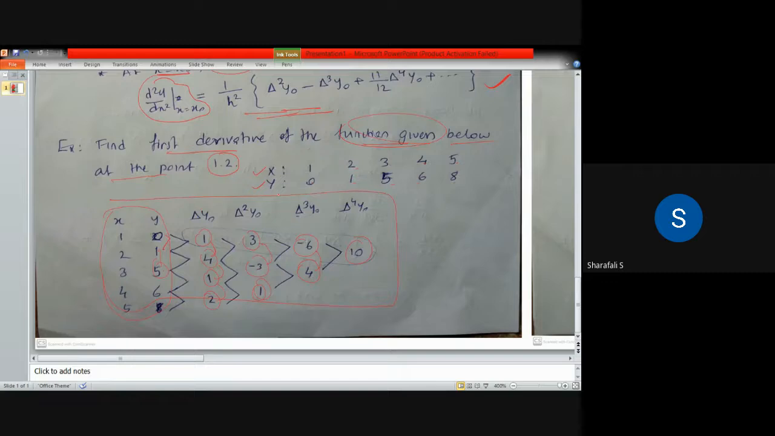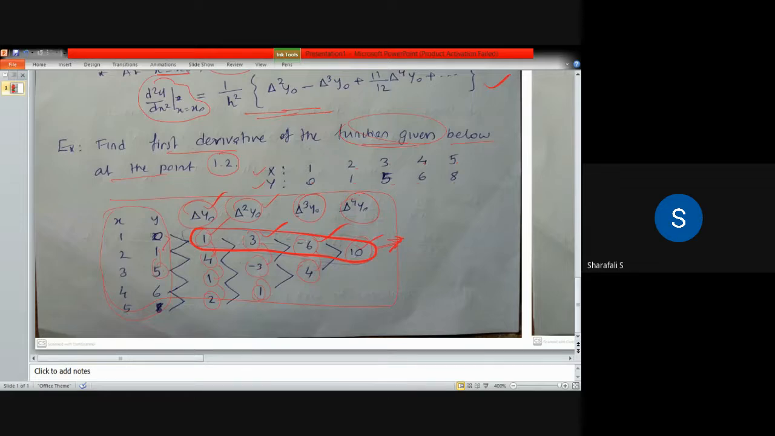As you can see, delta y0, delta square. So which value we have to consider here? Delta y0. These are the delta y0. Normally this is delta y, delta square y, delta cube y, all those values, and this will give you the corresponding y0 values. So delta y0 is this one. Delta square y0 is 3. Delta cube y0 is minus 6. Delta raised to 4 y0 is 10.